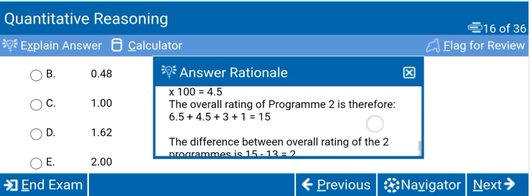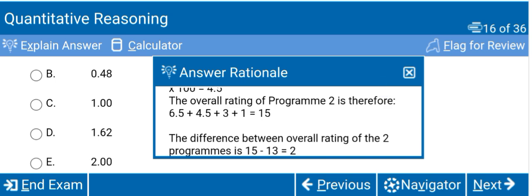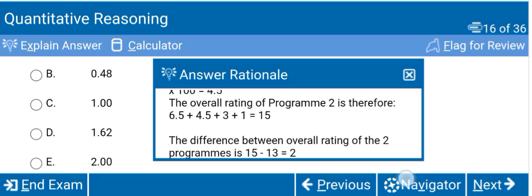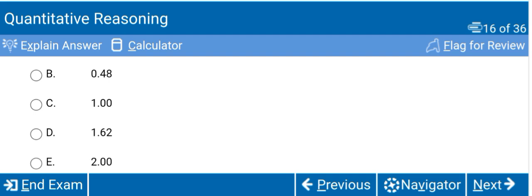So the difference between overall rating of the two programs is 15 minus 13, which is equal to 2. That's how we can say the correct option is option E, which is 2.